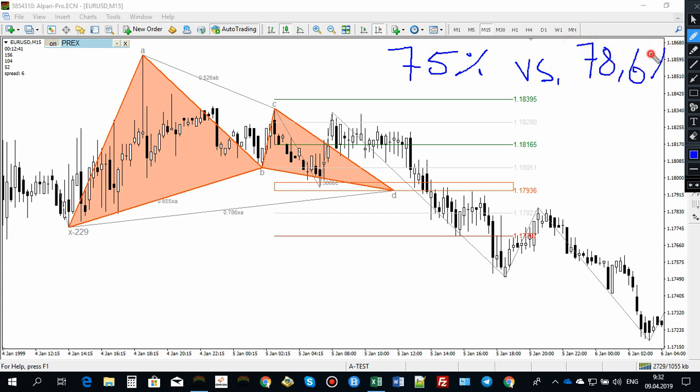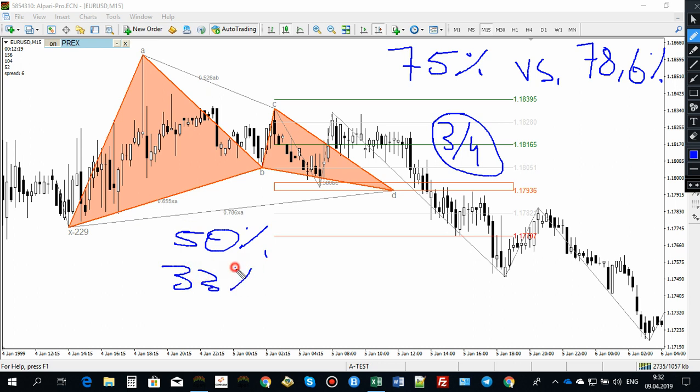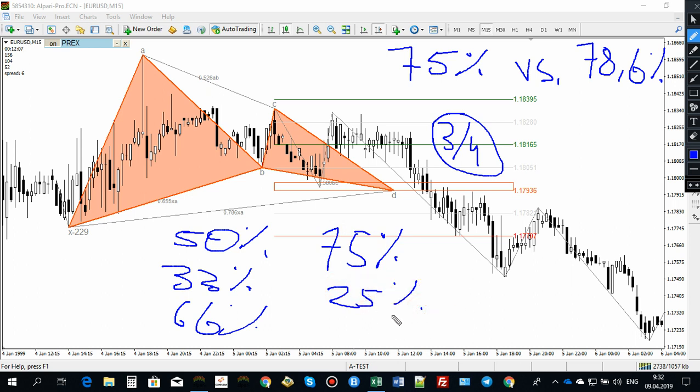So what do we know about 75%? 75% is 3/4. Yes, very, very wonderful number, 3/4. It is a round number. The human brain operates in thirds, quarters, halves, and so on. So it is easy to find 50%, 33%, which is 1/3, 66%, 2/3. Yes, 75%, 3/4, 25%, 1/4, and so on.